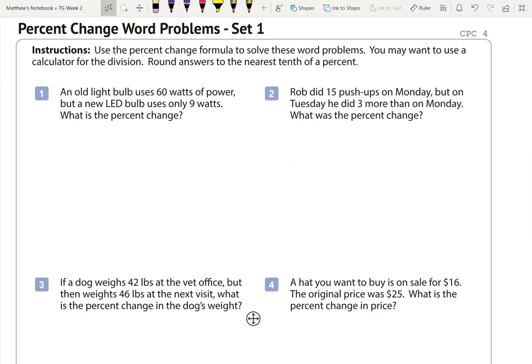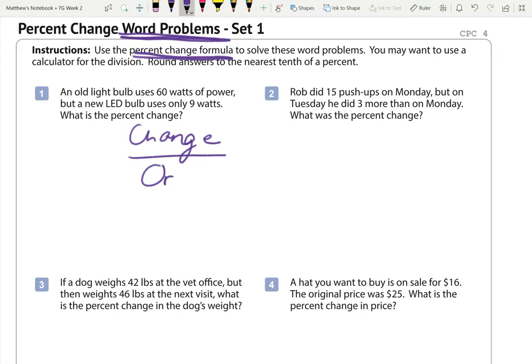And then here it's the same deal, except now we're working with word problems. And this is going to be your only word problems sheet here, okay? So you're going to use the percent change formula, which again I'm going to write out over here. It's going to be my change divided by my original number multiplied by 100 to get it into a percentage. So let's go ahead and do this first problem.